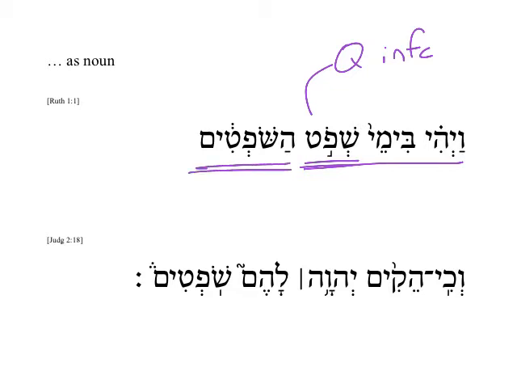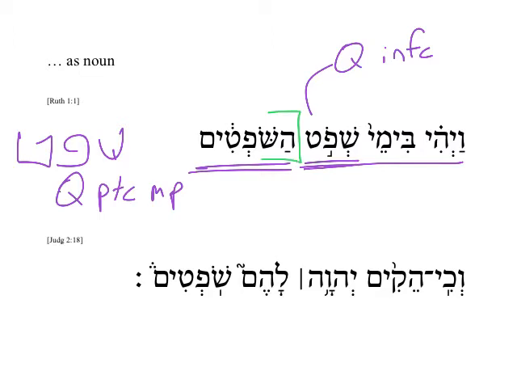Then here we have shin, pe, tet, judging. And as we can see, this is qal participle, masculine plural. And I think that the giveaway is the ha on the beginning. So we have the article. So then this is a noun, the judges. So in the days of the judging of the judges.